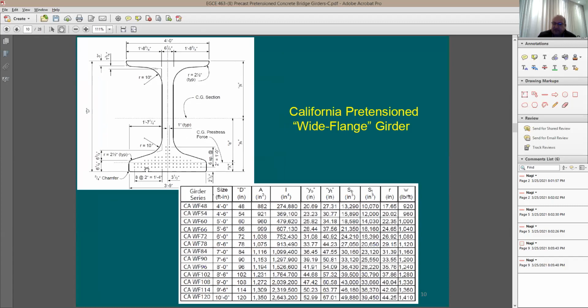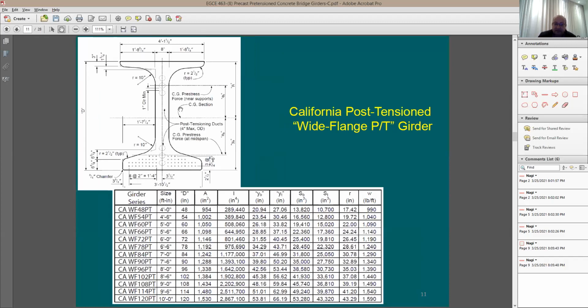And lots of strands. As you see here, you have many strands in this case. And the depth goes to 10 feet. Just imagine this. For the size, it goes to 10 feet. Just imagine this depth. It's 10 feet. This is really large. You have more sections and more stuff. You have this California post-tension wide flange PT girder, and you also have the option of having post-tension if you want to.